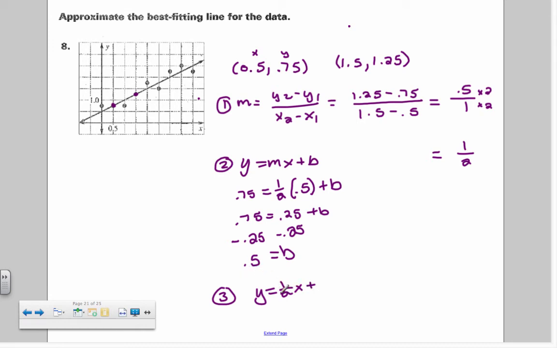Since I'm using 1/2 as a fraction for my slope, I'm going to use 1/2 as a fraction for my y-intercept as well. So my final answer here for the best fitting line is approximately y equals 1/2 x plus 1/2.